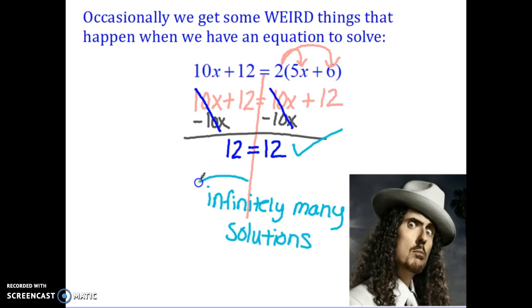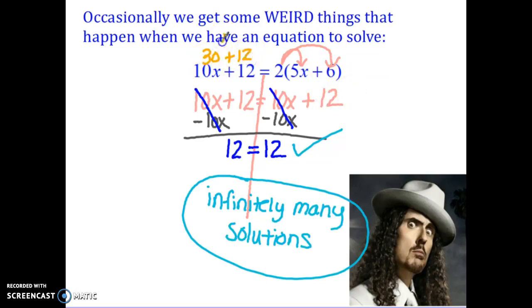Whenever my variables cancel out and what I'm left with is a true statement, like here 12 equals 12, then I'm going to have infinitely many solutions, meaning it doesn't matter what I plug in for x, it's always going to make my equation true. So let's just say I pick my favorite number and let's just say I check 3 just randomly. If I plug in 3 for x, I get 10 times 3, which is 30, plus 12, which gives me 42. Hopefully you agree with that.